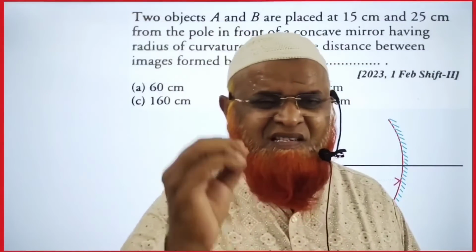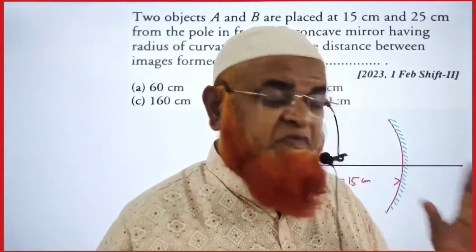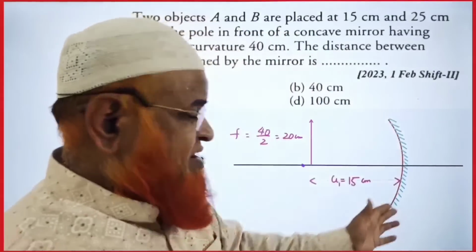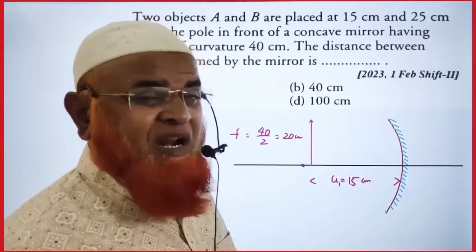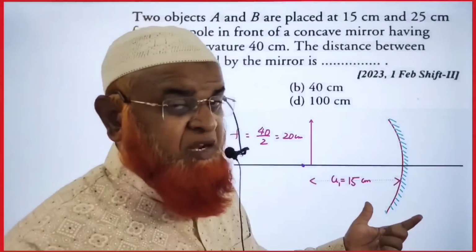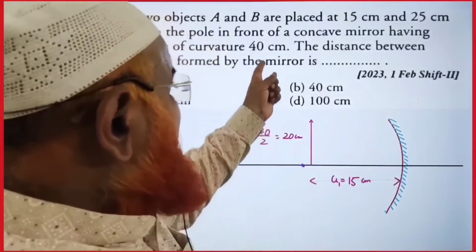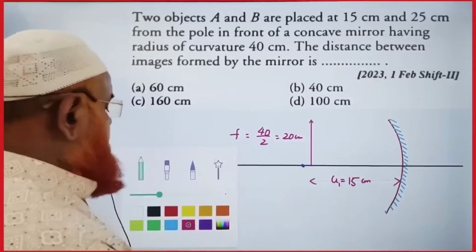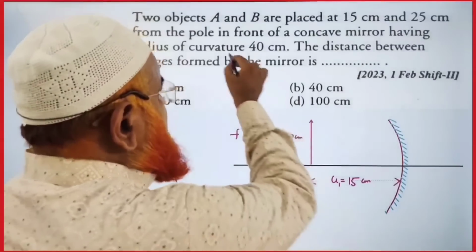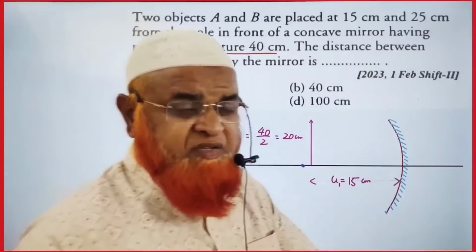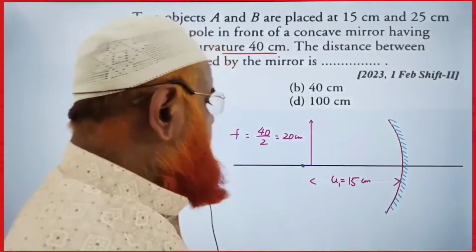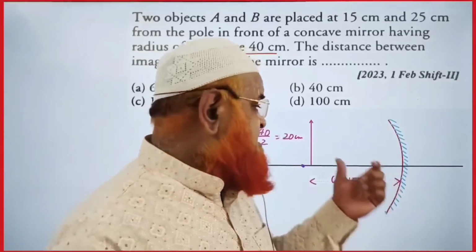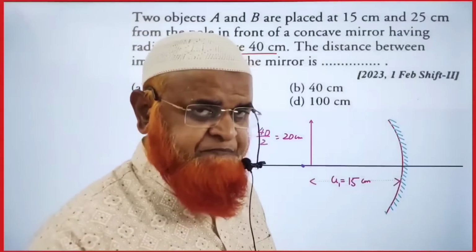My dear students, let me discuss a super simple shortcut for this type of problems, which are regarding concave mirror. This is a concave mirror. Object is placed at 15 centimeters, whereas he has given us the radius of curvature. The radius of curvature is 40 centimeters. If the radius of curvature is 40 centimeters, then the focal length is going to be half of the radius of curvature, that is 20 centimeters.